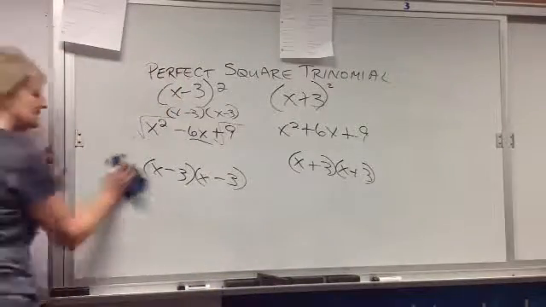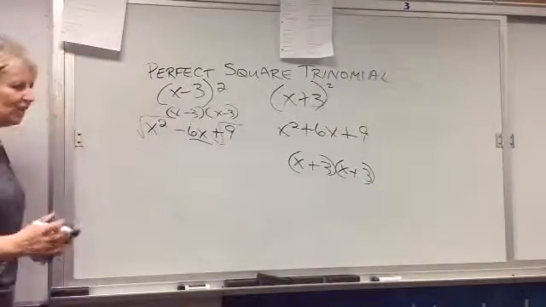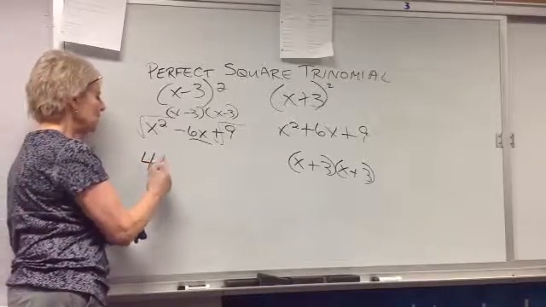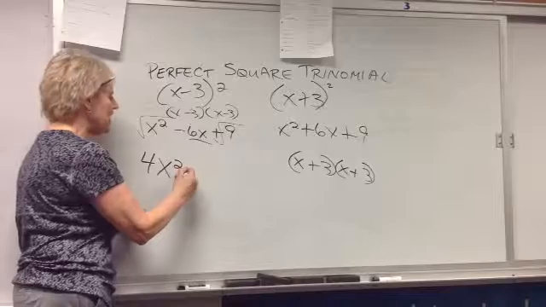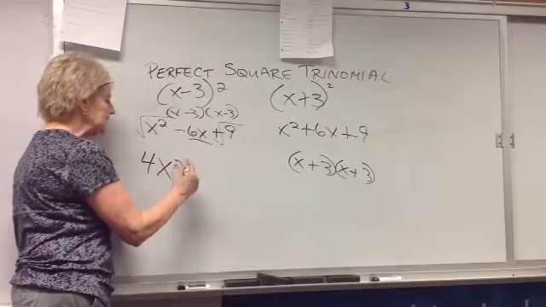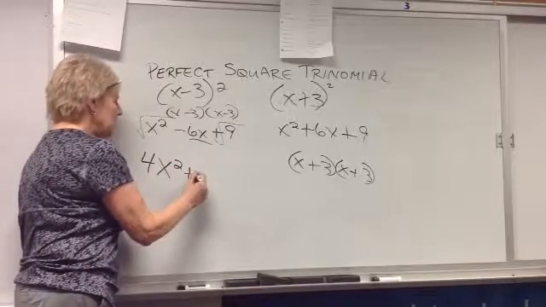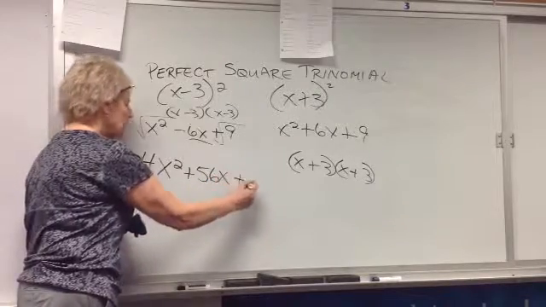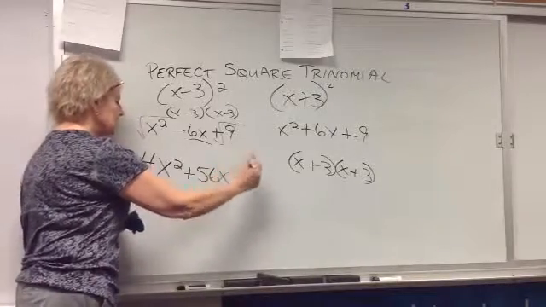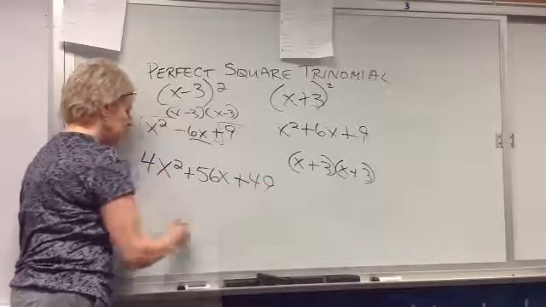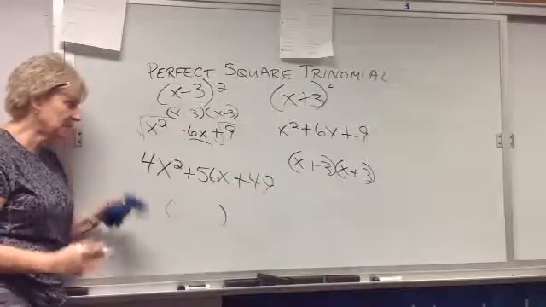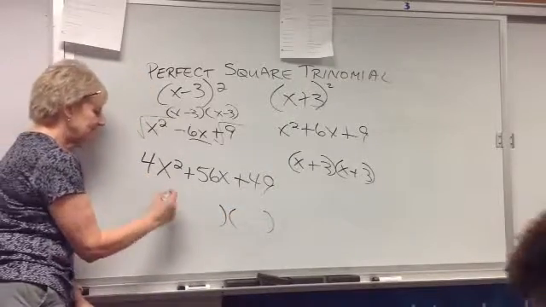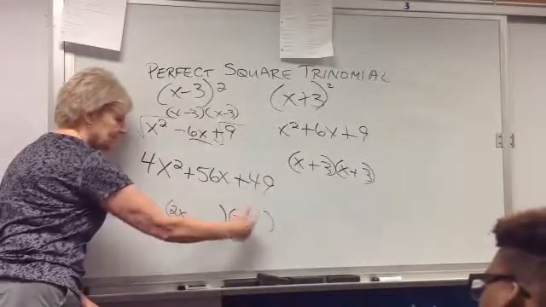So let me give you one. Now you don't have to know how to factor, but let's see if you could, if you had to. What if I have 4x squared plus 56x plus 49? It's the same thing twice. What's the square root of that? 2x. Square root of that?